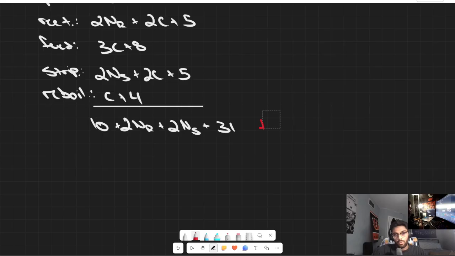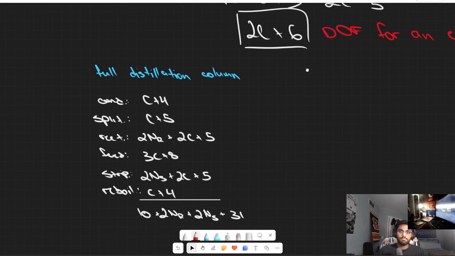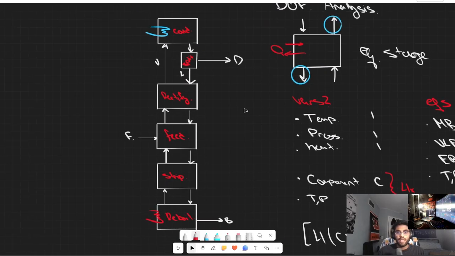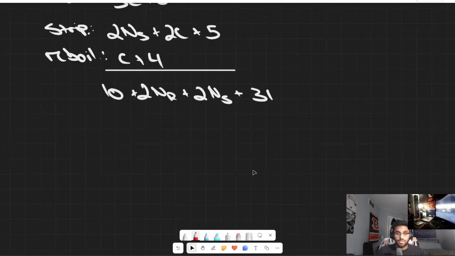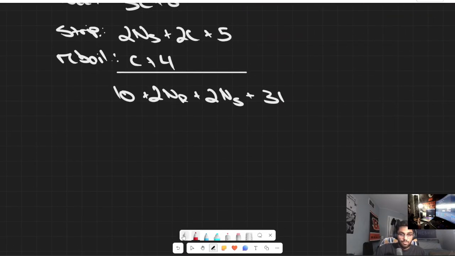Well, actually not quite, because if we look at our distillation column, we actually have double counted streams within the column itself. How many? We have 1, 2, 3, 4, 5, 6, 7, 8, 9. So everything that isn't the feed, distillate, or the bottoms. So we actually have 9 double counted streams.